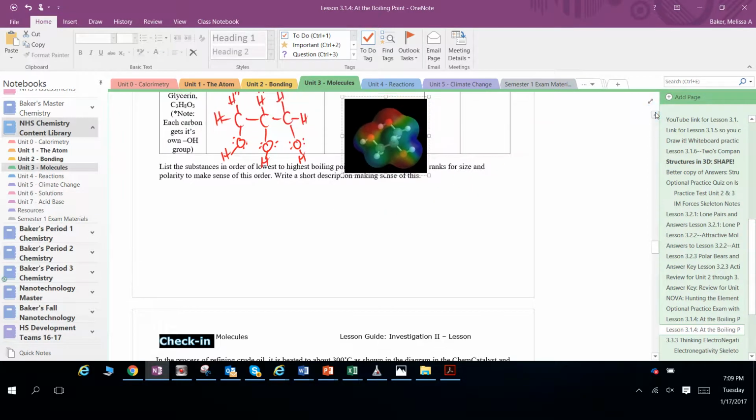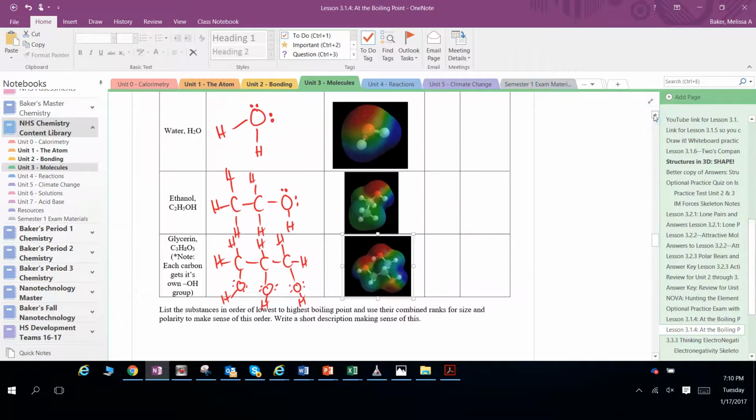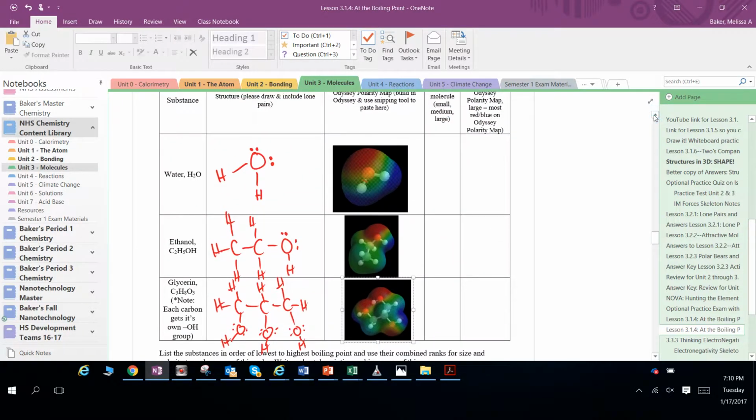Okay, then we're going to do some ranking. We're going to rank these molecules based on their size, first of all. So it wants us to write in if it's small, medium, or large. It's pretty easy to see that water is the smallest here. Ethanol is medium, and glycerin is the largest.